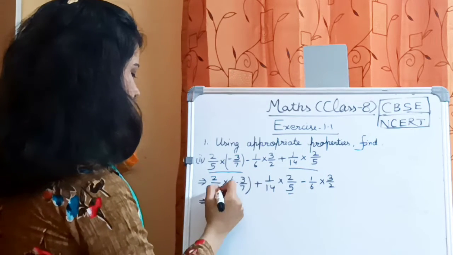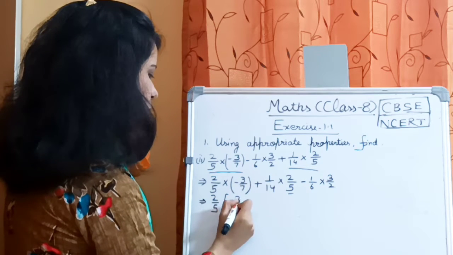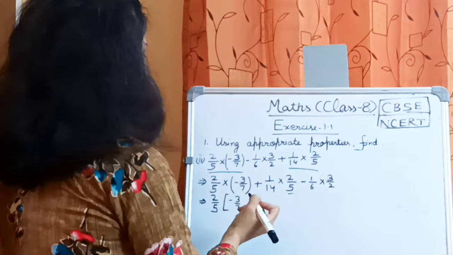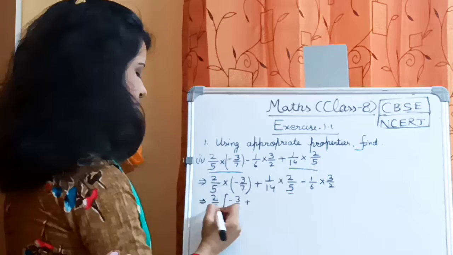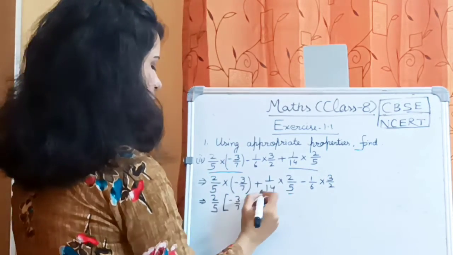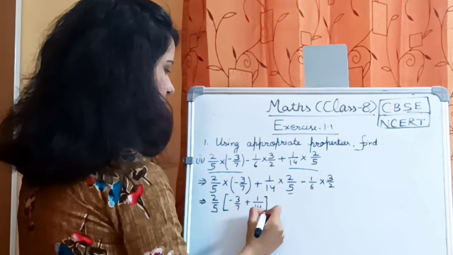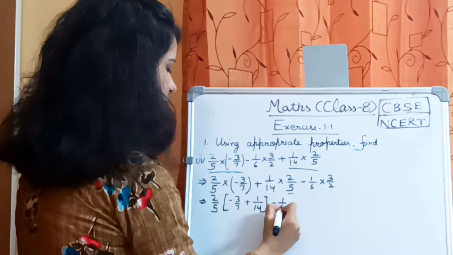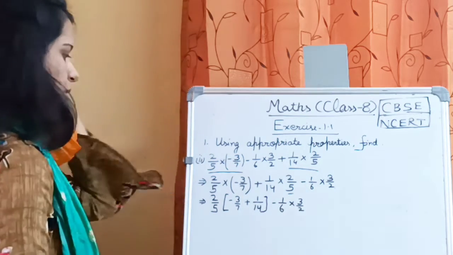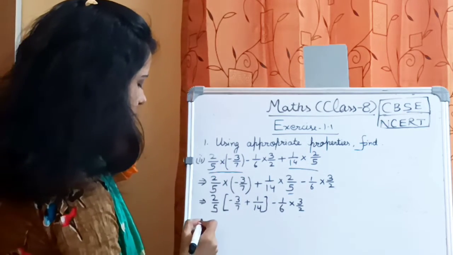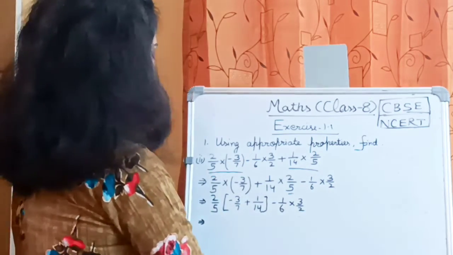Now 2 upon 5 we have written outside and we have left minus 3 upon 7. Plus 2 upon 5 we have written outside, and now 1 upon 14 will write here. We'll write this term as it is. Now we'll solve the terms within bracket.